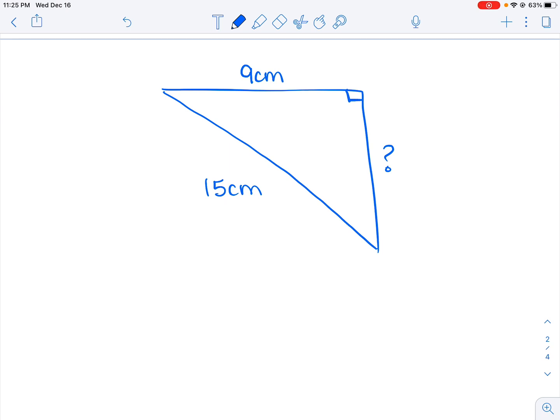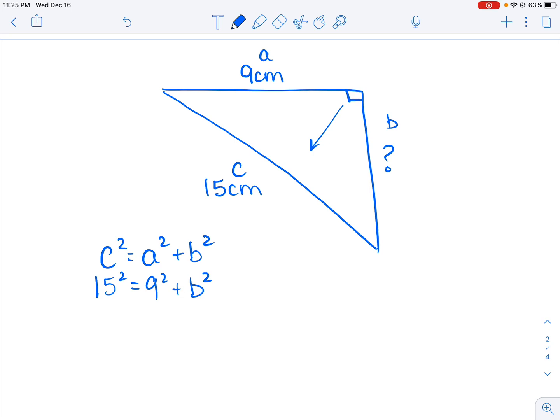We can use the same formula. C squared equals A squared plus B squared. Sub in what you know. This has to be side C because it's across from the 90. So 15 squared. I'm just going to call that A and that B. It doesn't matter. 9 squared plus B squared, which I don't know. So 15 squared is 225. 9 squared is 81 plus B squared.